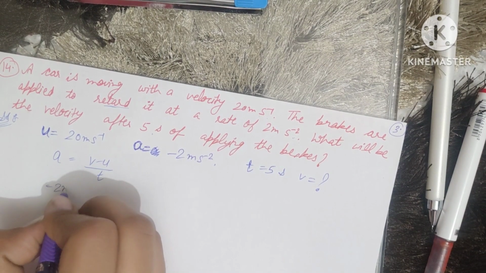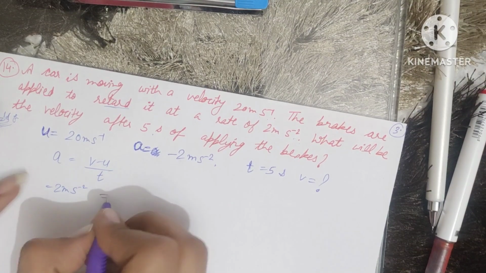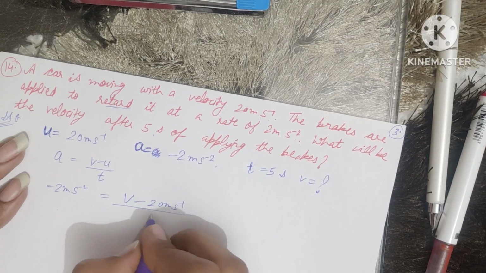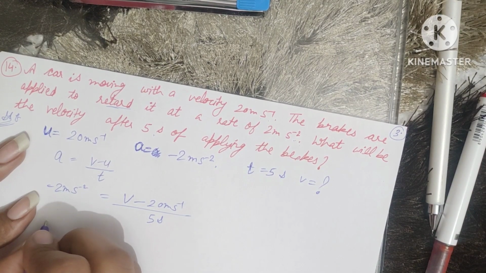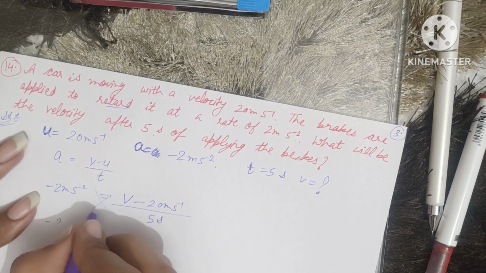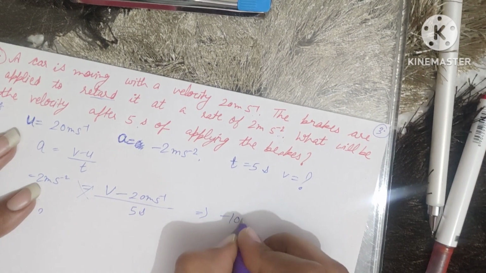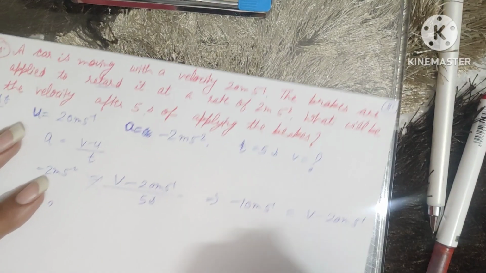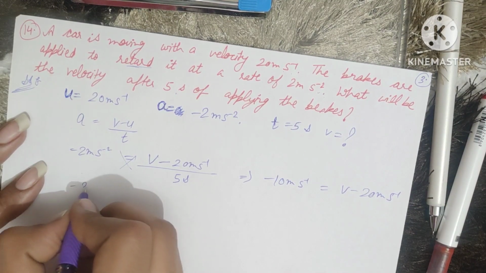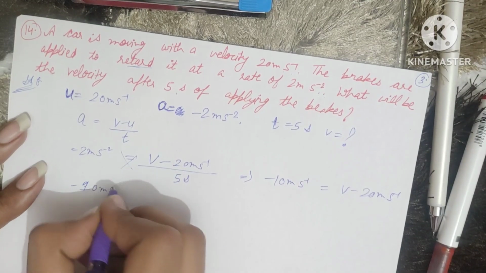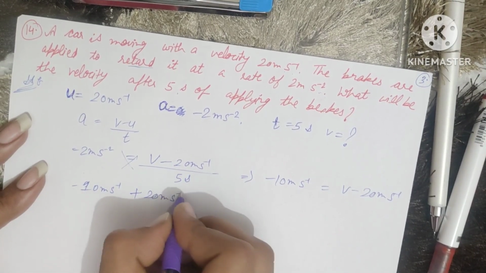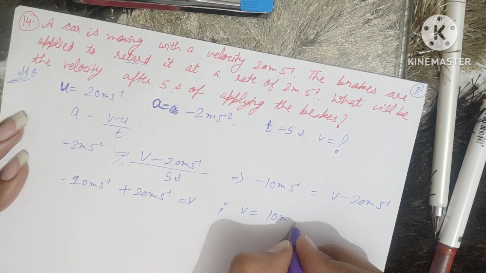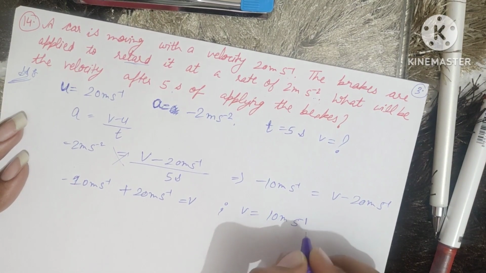So a is equal to (v minus u) by t, the same relation of acceleration. a is equal to minus 2 meter per second square, which is equal to v, I need to find out. Put the other things, that is minus, if I multiply this, we'll get minus 10 meter per second is equal to v minus 20 meter per second, and minus 10 meter per second plus 20 meter per second is equal to v. Thus v is equal to 10 meter per second.